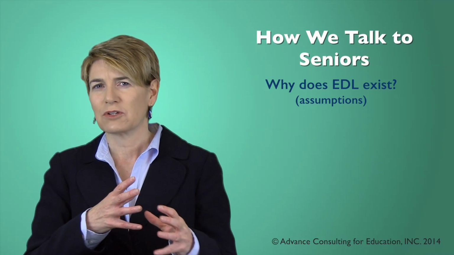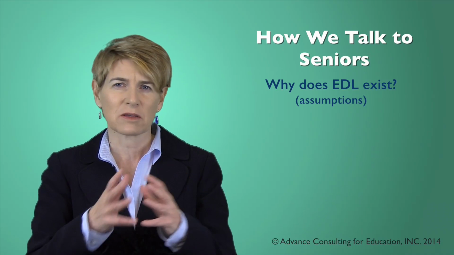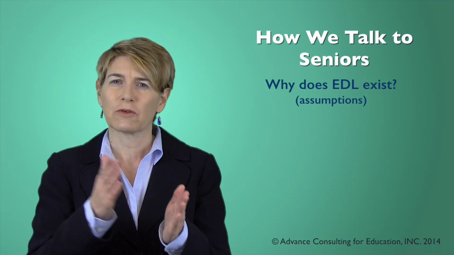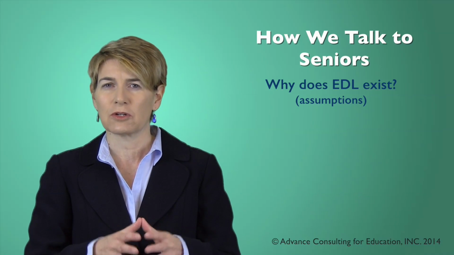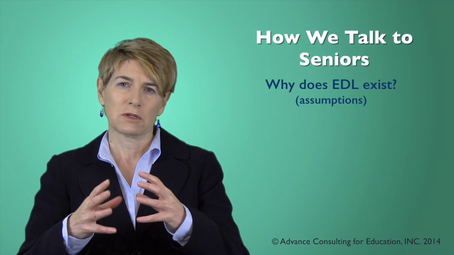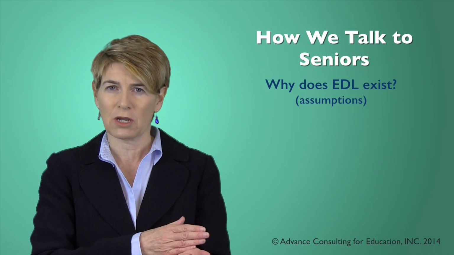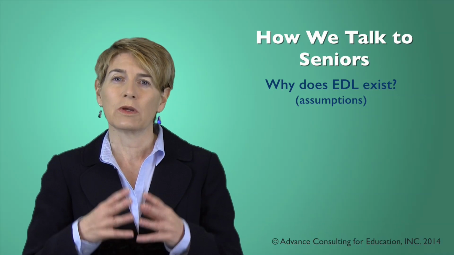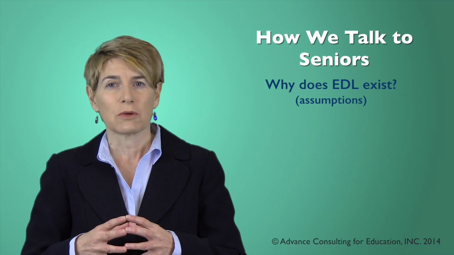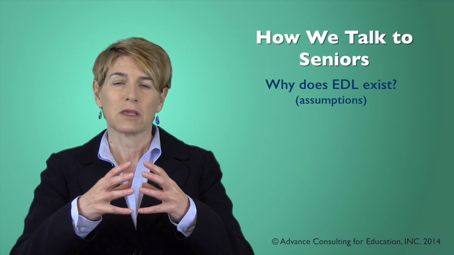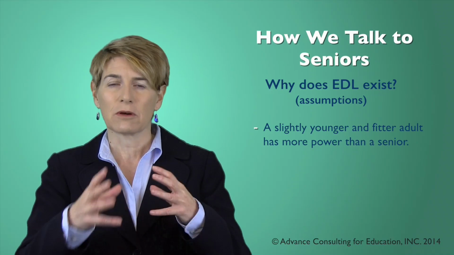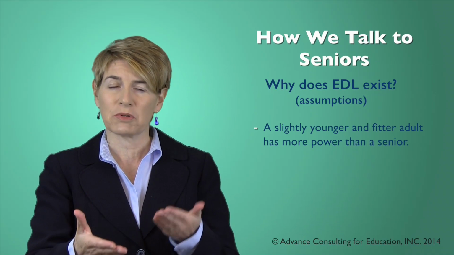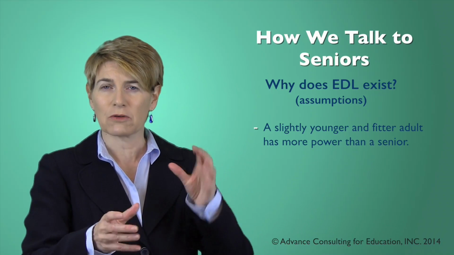We also have these two opposing assumptions, and sometimes one comes into play and one doesn't. And these are the assumptions of power versus caring. So remember back to our discussion on child-directed language, and there was an assumption, okay, the adult has power over the child, but the adult also cares for the child. And we've got the same dynamic going on with elder-directed language. So there is an assumption that the slightly younger and perhaps fitter or healthier adult has more power than the senior. So there's a power differential between an adult speaker and a senior speaker, for example.